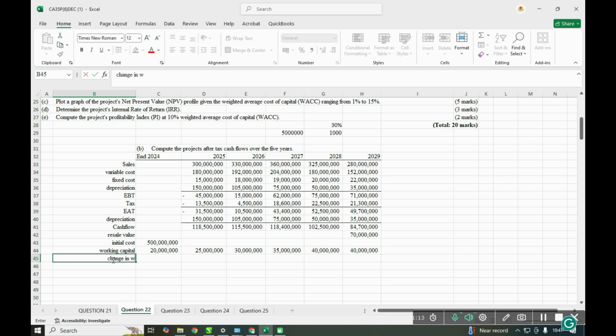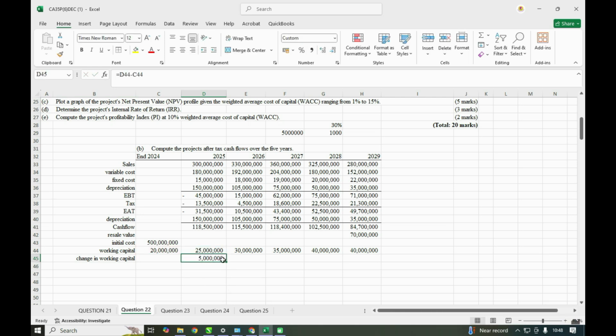Here we shall have what we call the change in working capital. For the change in working capital, from year 1, we take this and we minus this to get that particular change. The last one will be 0. We shall not have that change.